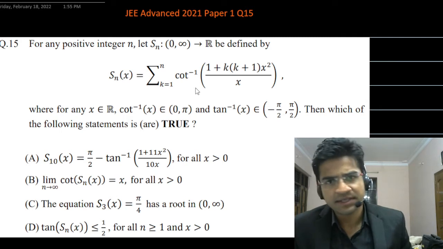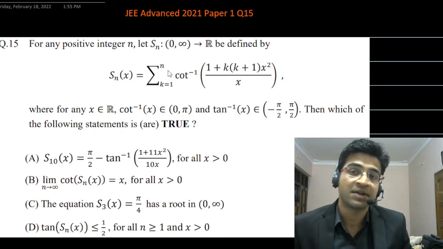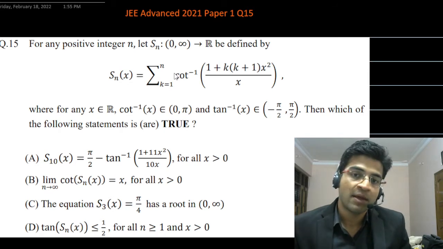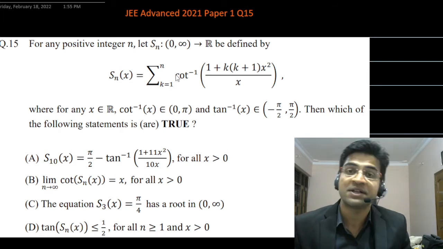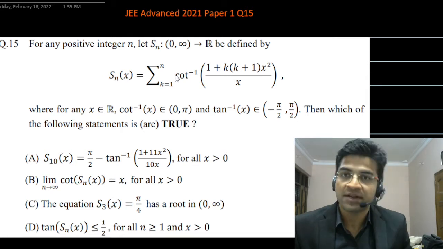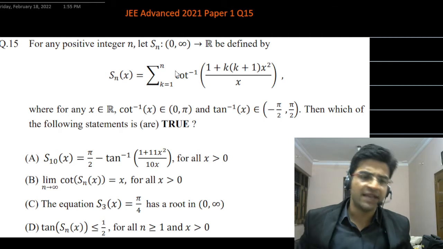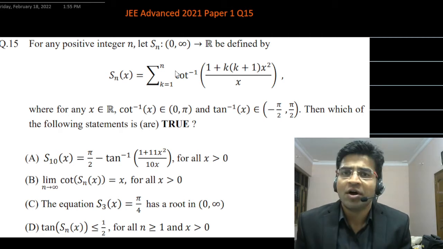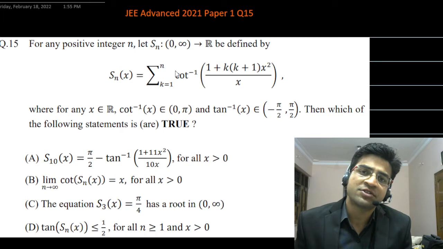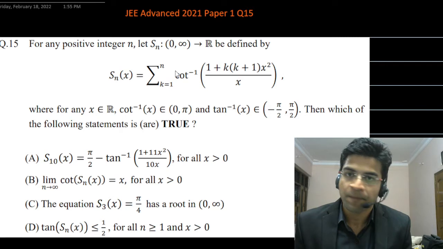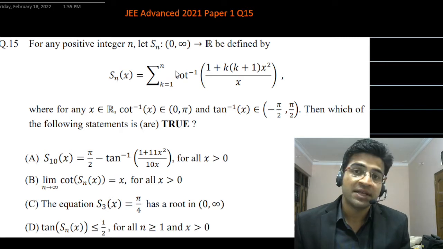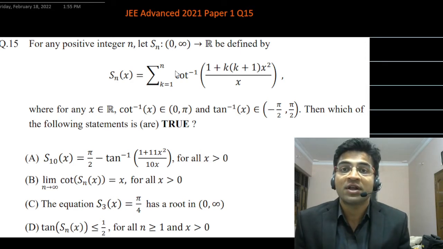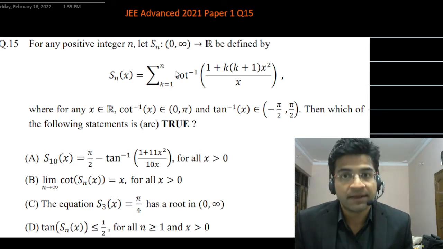Interestingly, this is not the first time that JEE is asking a question on this particular concept. It has asked in previous papers as well. I'm not saying the same question, but the same concept. Whosoever has practiced any workbook, any question sheet, or whatever material on sequence and series or inverse trigonometric function, you must have encountered such questions. But what is peculiar about JEE is that their options are somewhat overwhelming.